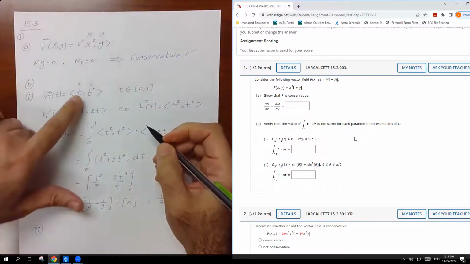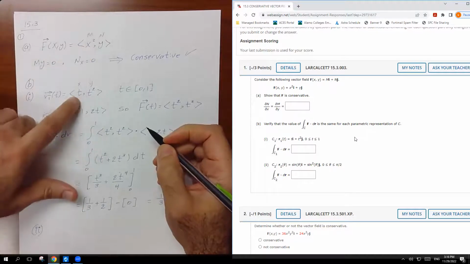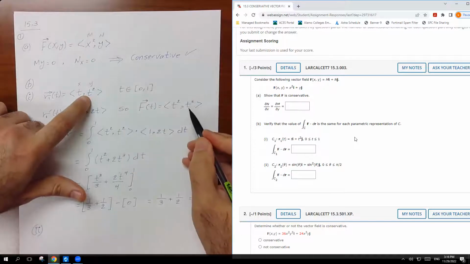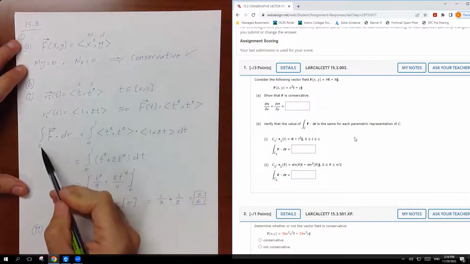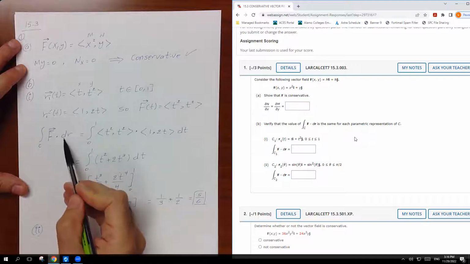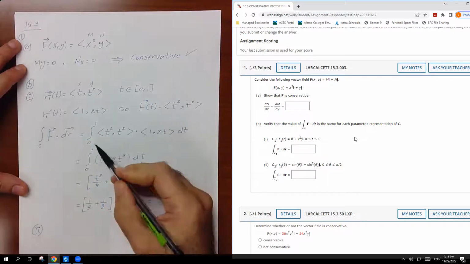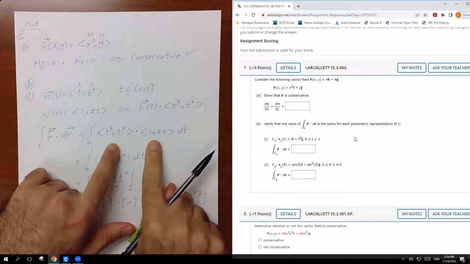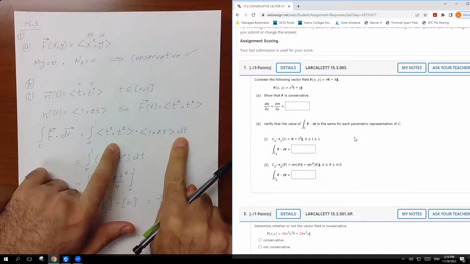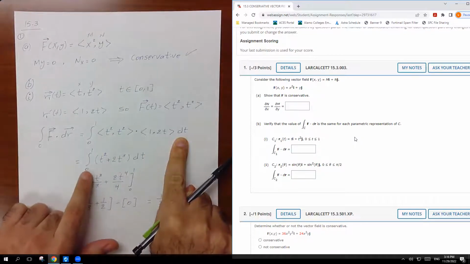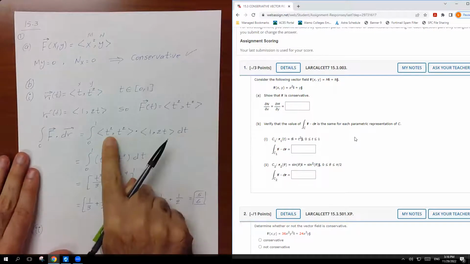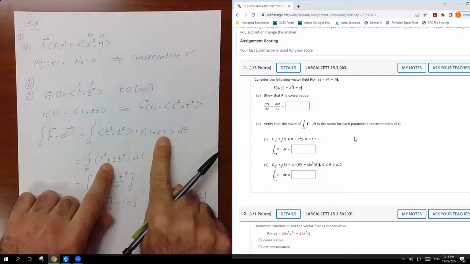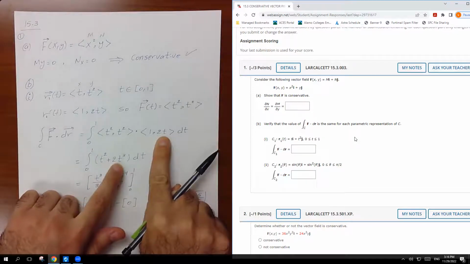We're going to plug in here, and instead of x it's going to be t, so it's going to be t squared, and plugging in the y, it's going to be t squared. Now the integral of F dot product with dr is going to be from 0 to 1, and here's the F, and here's the r prime with dt. Let's do the dot product. It's going to be t squared times 1 is t squared, plus t squared times 2t is going to be 2t cubed.